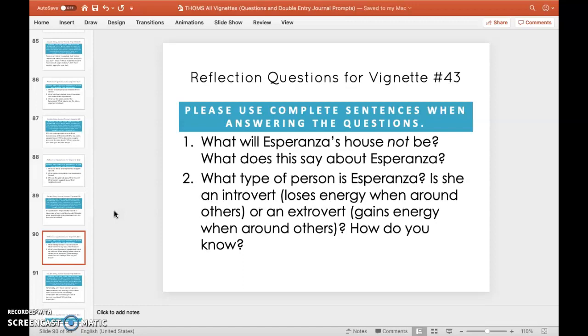Number 2, what type of person is Esperanza? Is she an introvert? That means that she loses energy when around other people. It makes her tired. Or is she an extrovert? That means she gains energy when being around others. So being around a lot of people makes her hyper. How do you know? Make sure you are using text evidence to support your two answers here. You'll want to go ahead and pause this video before I give you the prompt for the double entry journal.